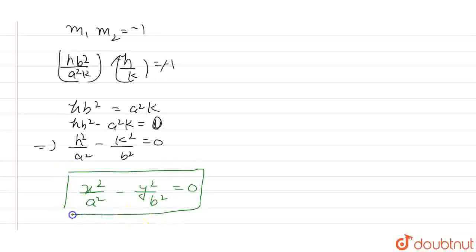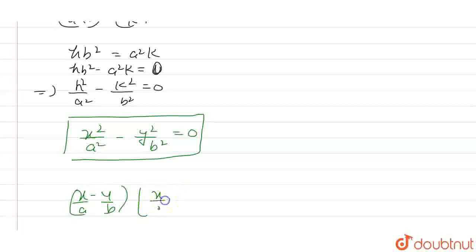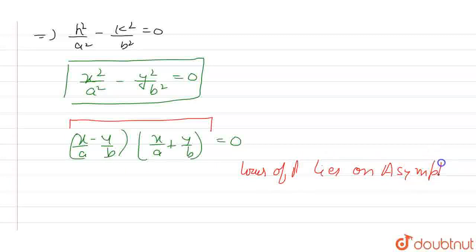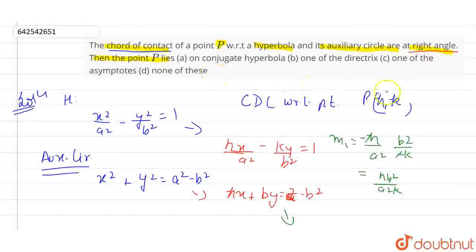So this equation will come out as this one. If I write it using the formula of x square minus y square, this will become (x by a minus y by b) into (x by a plus y by b) equals 0. We know that if the equation is written in this form, these are the asymptote equations. So basically we can say that my point P, or the locus of P, lies on the asymptotes. So if I go to the question at the top, our answer will be C: the point P lies on one of the asymptotes.